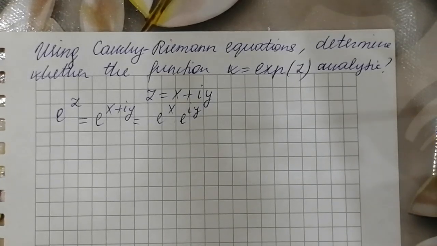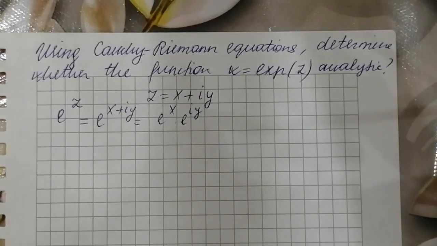In this video, I'm going to explain this task. Using Cauchy-Riemann equations, determine whether the function exponential z is analytic or not. Exponential z means e to the power of z. Here z is a complex number, z is equal to x plus i times y.